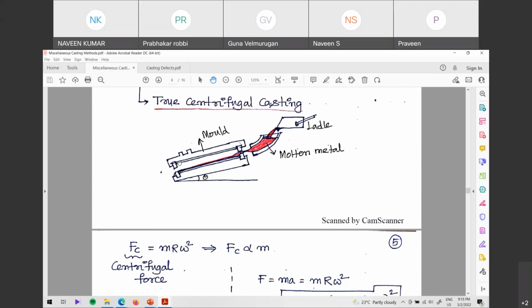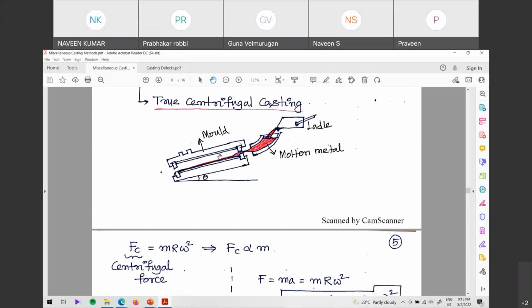If you have a cylinder like this, and you are trying to pour some liquid metal and you are rotating it, obviously pipes, a very good example, pipes. Good pipes you can manufacture. Yes, pipes, and that too with good strength. Why? Because you are rotating it.